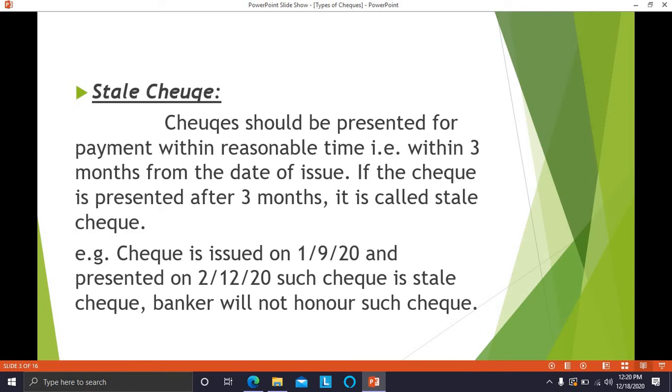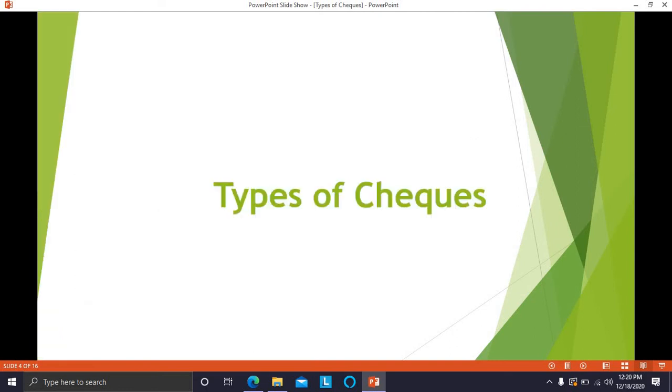So these are the three terms which are used in checks, and on these three terms, there will always be a case study in your question paper. Now, we will start with types of checks. This topic, types of checks, is also important, sometimes asked for 5 marks.